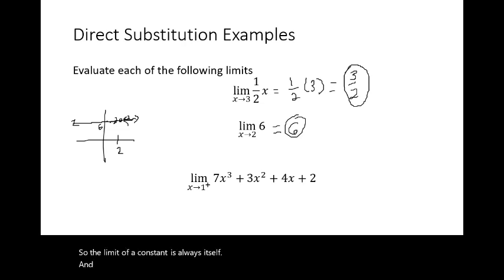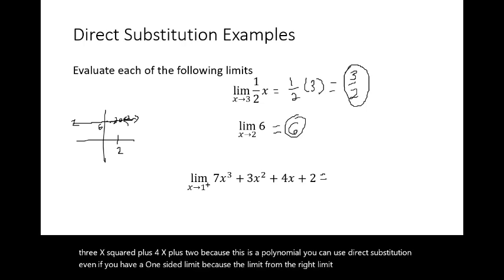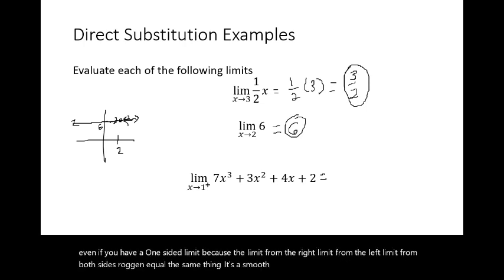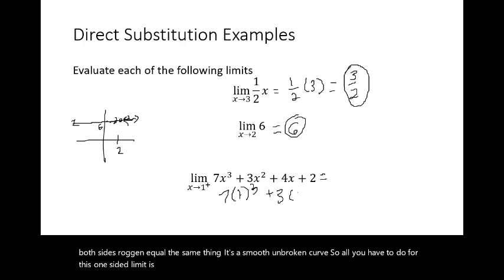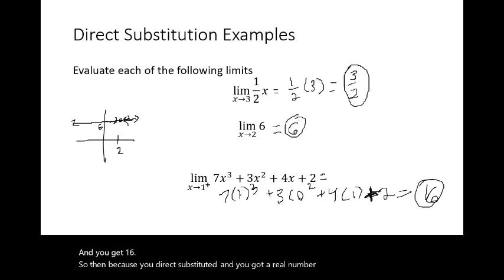And then for this last one, for the limit as x approaches 1 from the right of 7x cubed plus 3x squared plus 4x plus 2. Because this is a polynomial, you can use direct substitution even if you have a one-sided limit, because the limit from the right, limit from the left, limit from both sides, they're all going to equal the same thing. It's a smooth, unbroken curve. So all you have to do for this one-sided limit is just direct substitute 1 into every single spot that you see an x, plus 2, and you get 16. So then, because you direct substituted and you got a real number, 16 is what your limit is equal to.